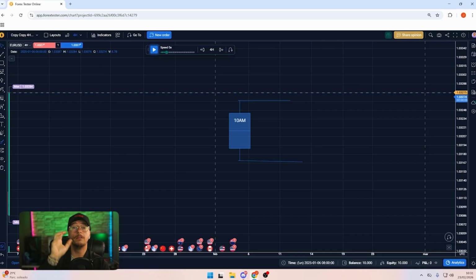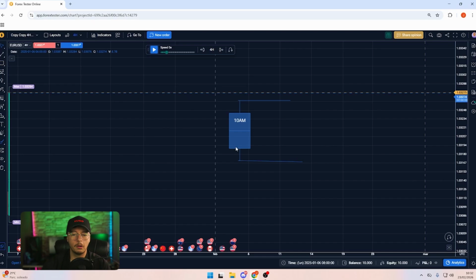So let's start off with the basics. We are on the euro against the dollar, and we're going to be using the 4-hour candles and the 1 to 5 minute candles. But the 1 to 5 minute candles aren't so important because we're not going to be using the actual candles or price action. For the actual confirmations, we're going to be using the psychological levels that I'll introduce you in a minute.